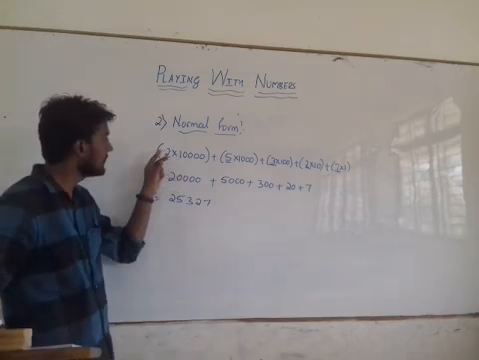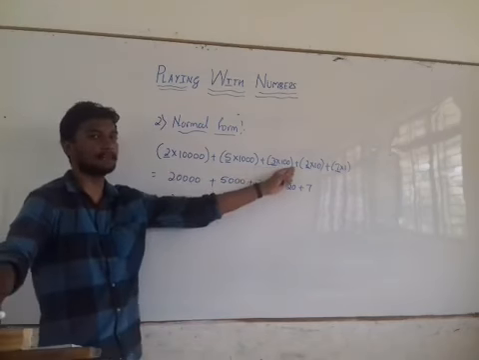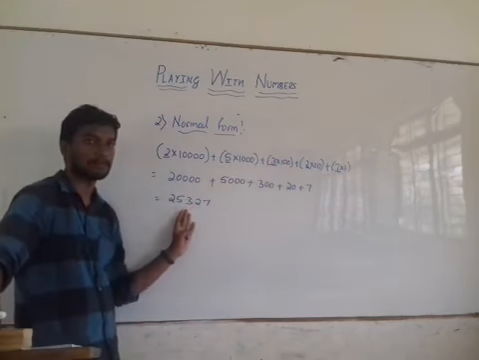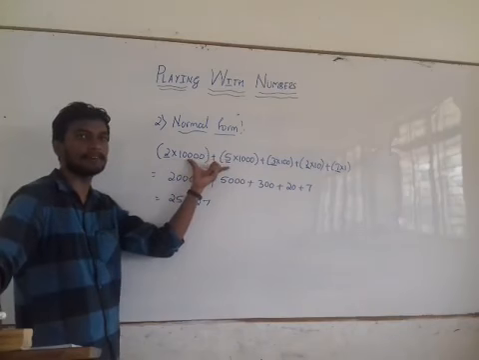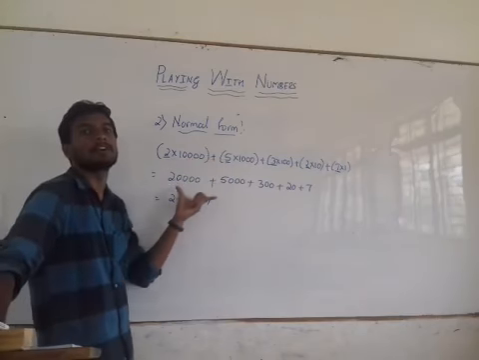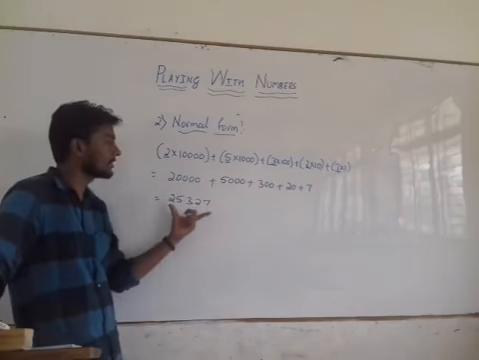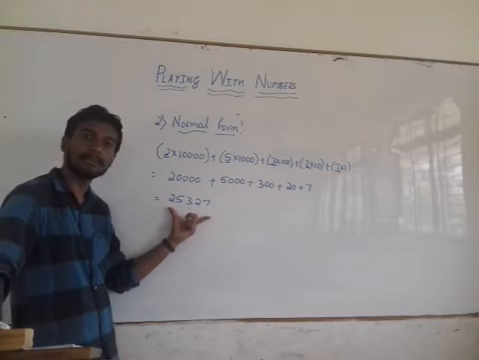So this is a way of writing a generalized number in the normal form. This is the generalized form. This number they will ask you to write in the normal form. If they ask you to write in the normal form, you have to write a number like this.